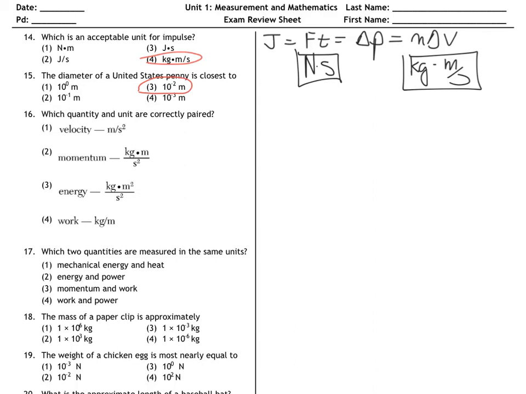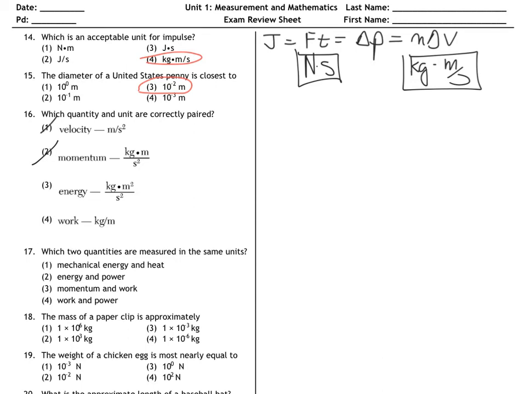All right, so back to dimensional analysis for number 16. It says which quantity and unit are correctly paired. So we'll just go through them and see which one makes sense. Firstly, we're looking at velocity and meters per second squared. I'm going to say that does not work because velocity is meters per second. Momentum, I was just solving this one up here. Momentum is kilogram meter per second, or I guess you could say Newton second. And what they've said here is kilogram meter per second squared. That does not match with my previous work. So I'm going to knock out choice 2.